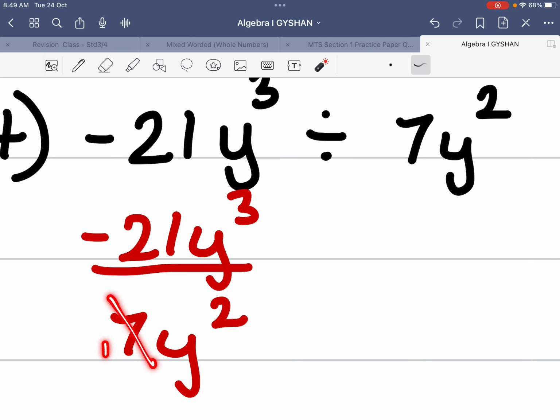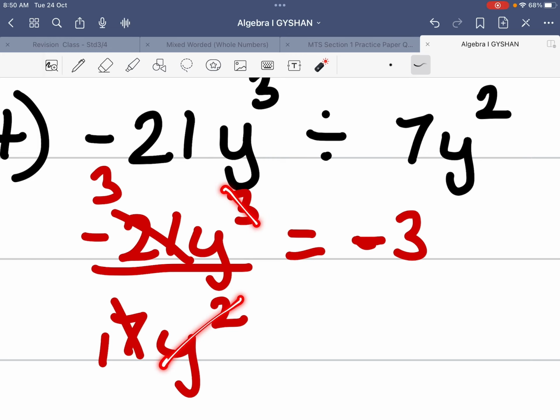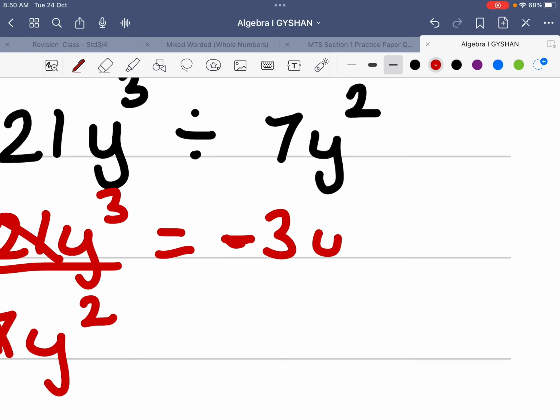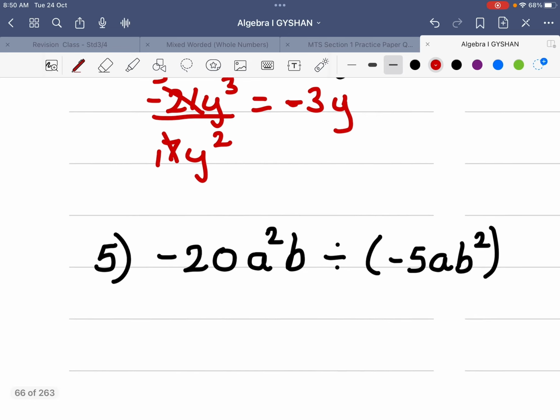Seven into 7 is 1. 7 into 21 is 3. A negative number divided by a positive number will give you a negative number. So that's negative 3. And 2 y's will cancel with 2 of these y's, leaving you 1. So that's negative 3y. Number 5.